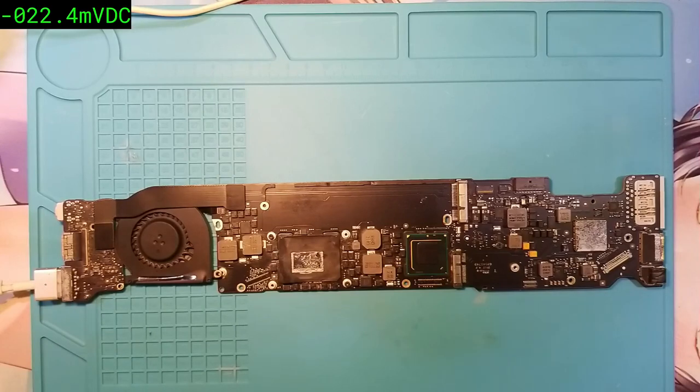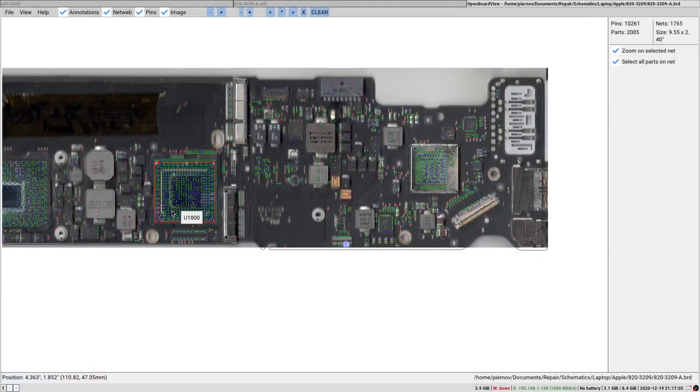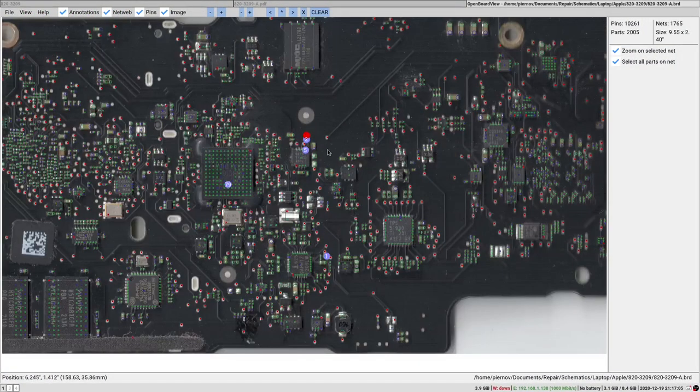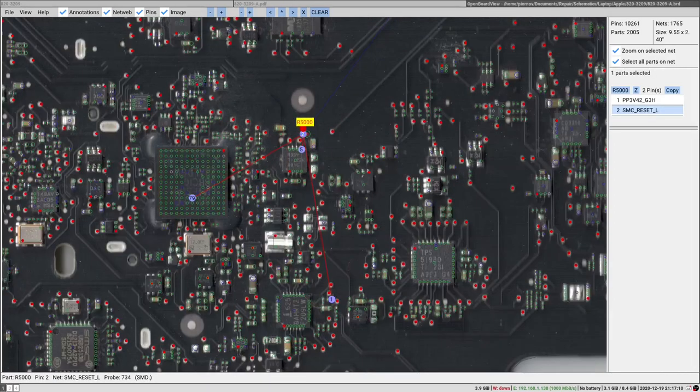We know it's getting its power, PP3V42, but we also have to check if it's getting its reset signal. So the reset signal must be high for the SMC to turn on, otherwise it's gonna stay off. So we are gonna check the SMC_RESET_L signal, and we can measure it on the other side of the board, right there for example.